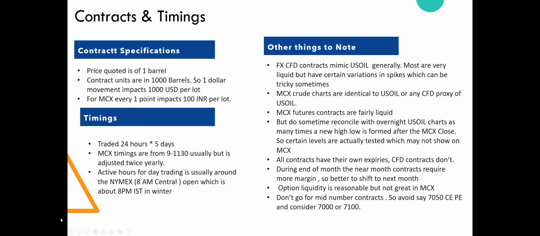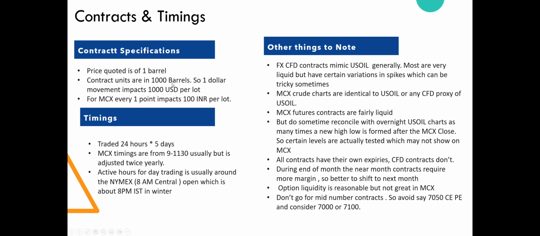So just a quick note on the contract specifications. The price quoted is for one barrel. So when you say $70 crude, or 7,000 in INR terms, it's the price of one barrel. The contract is in 1,000 barrels. A contract is basically the lot size.